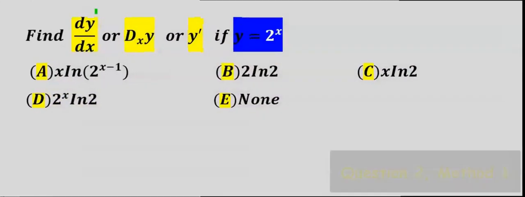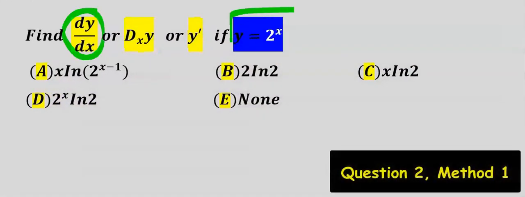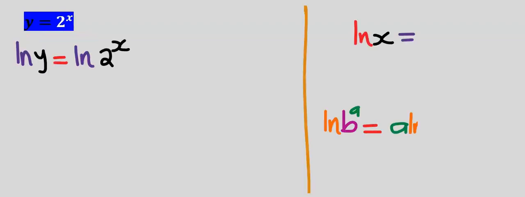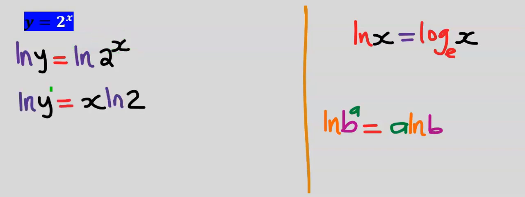Let's find the derivative of this function. Step number 1, take the natural log of both sides. Next, the x at this power. Next, let's differentiate the natural log of y, and we have 1 over y.